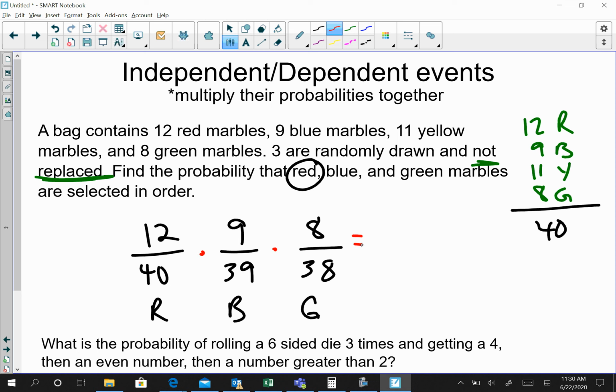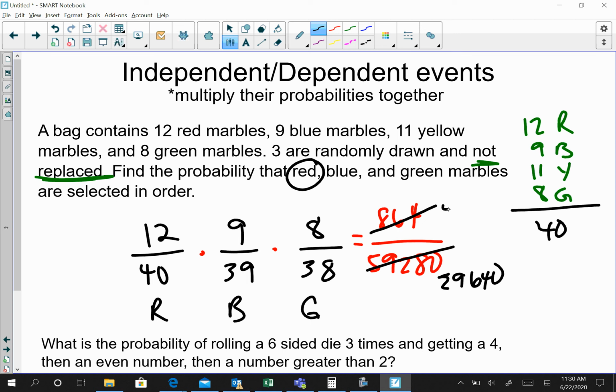Now we're going to end up with a pretty large number here. This is why we can use our calculators. So we have 12 times 9 times 8. 12 times 9 times 8 is 864 over 40 times 39 times 38, 59,280. This is definitely reducible. I'm going to divide them both by 2, which I know is probably smaller than I should, but whatever.